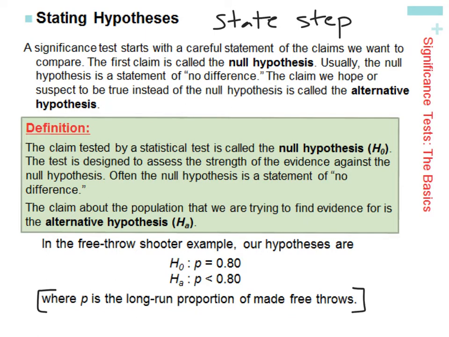This last part is the same as a confidence interval, that we have to define the parameter. Just like if we're constructing a confidence interval for p in our state step, we had to say what p was. Here it's the same. Once we're introducing a parameter, we've got to define what it is. But those three parts are what your state step would have.